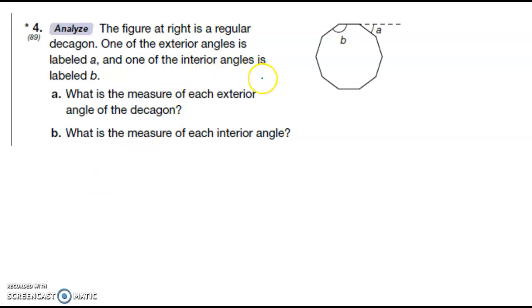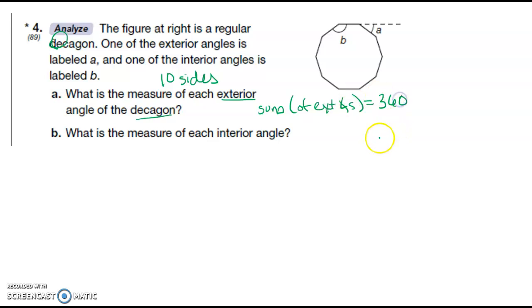Okay. The figure to the right is a regular decagon. That means it has 10 sides due to the deca part. One of the exterior angles is labeled A and one of the interior angles is labeled B. What is the measure of each exterior angle of the decagon? So it has 10 sides, and we know that the sum of the exterior angles is equal to 360. So I'm going to go ahead and divide that by 10, and I get 36 degrees.